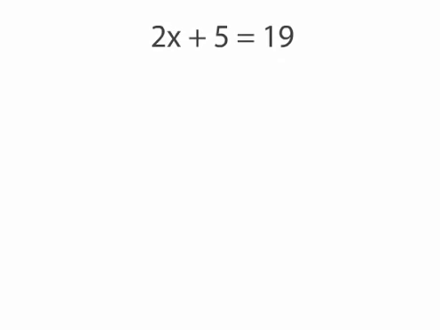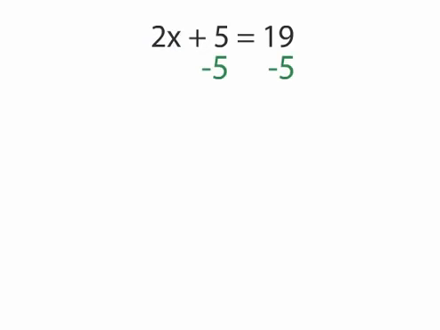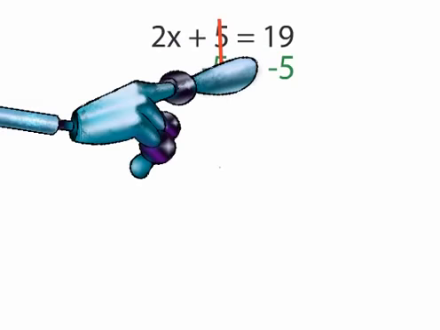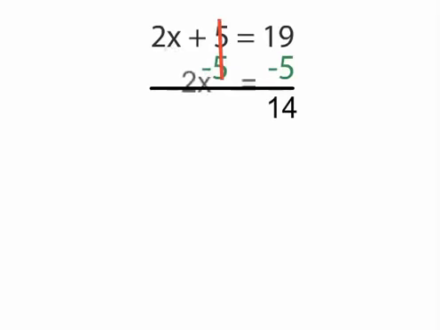In the next equation, 2x plus 5 equals 19, we again want to isolate a single x on one side. So first, let's get rid of this 5. We can subtract 5 from both sides. The two 5's cancel out, and 19 minus 5 equals 14. So we are left with 2x equals 14.